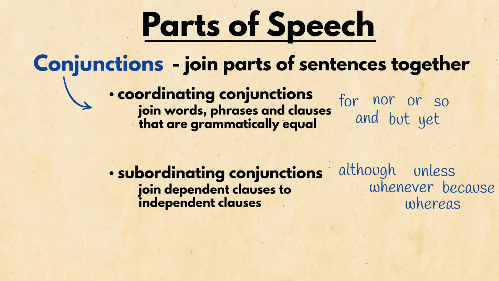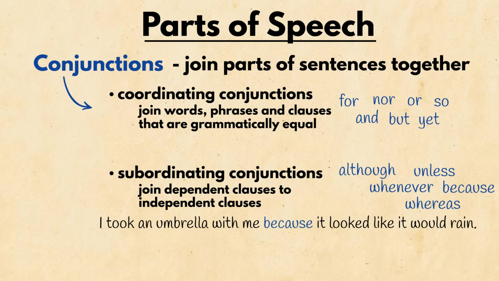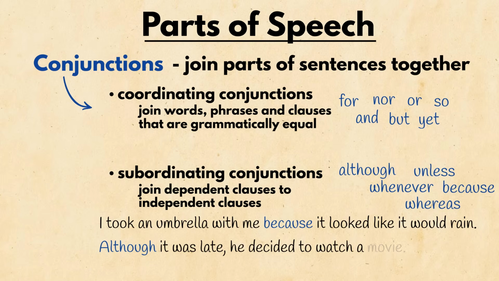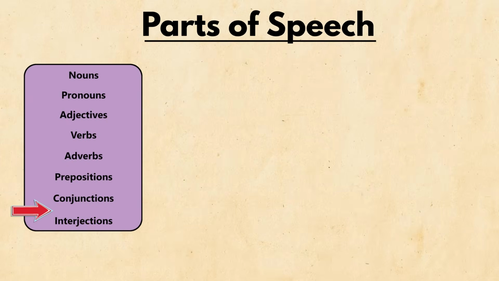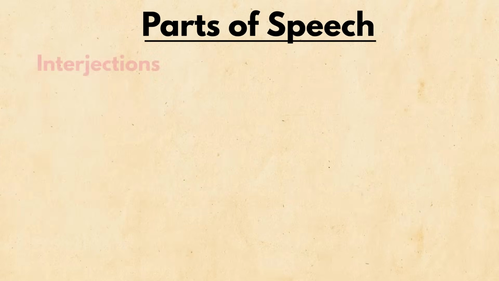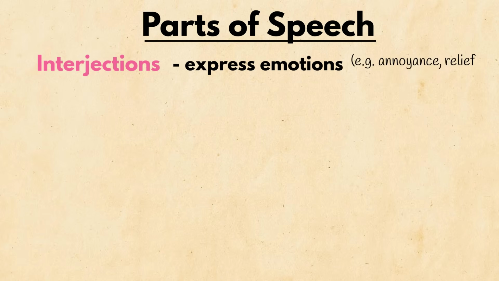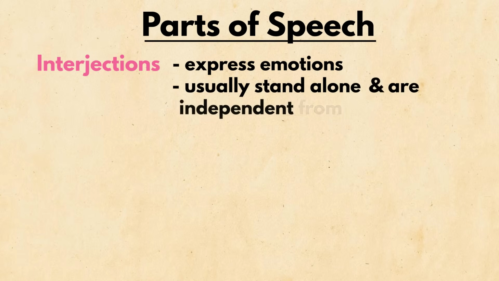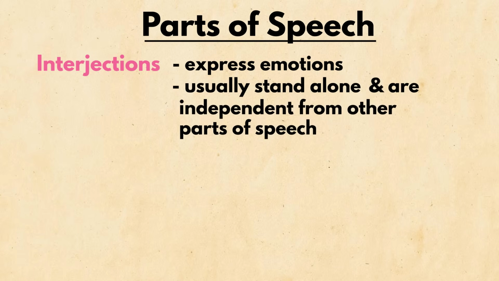Here are two sentences that use subordinating conjunctions. I took an umbrella with me because it looked like it would rain. Although it was late, he decided to watch a movie. Finally, we have interjections. Interjections express emotions such as annoyance, relief, pain, or surprise. Interjections usually stand alone and are independent from other parts of speech.